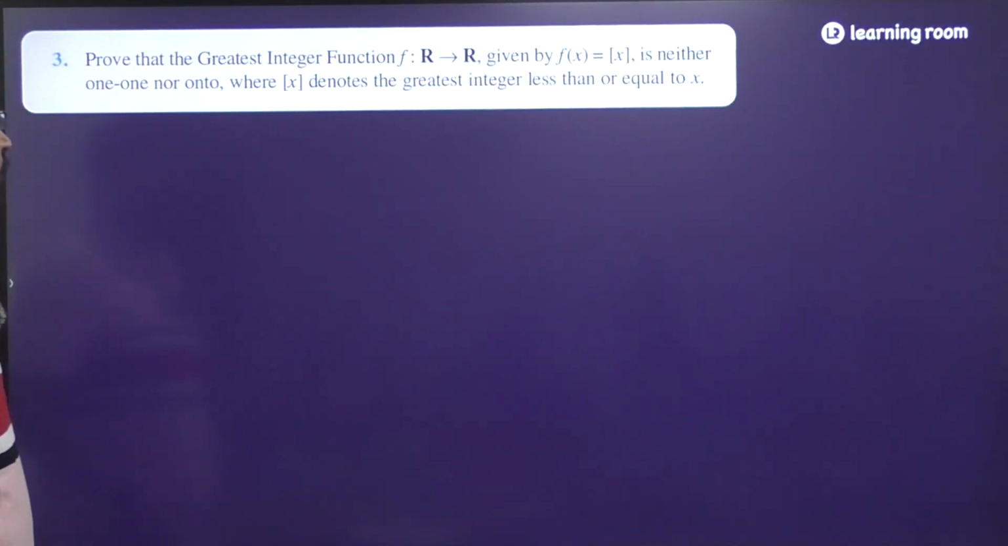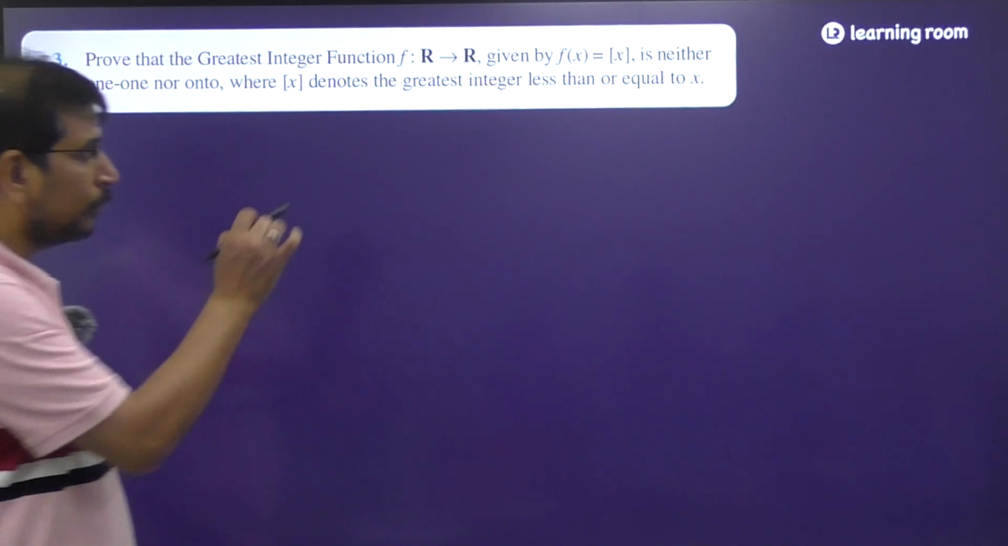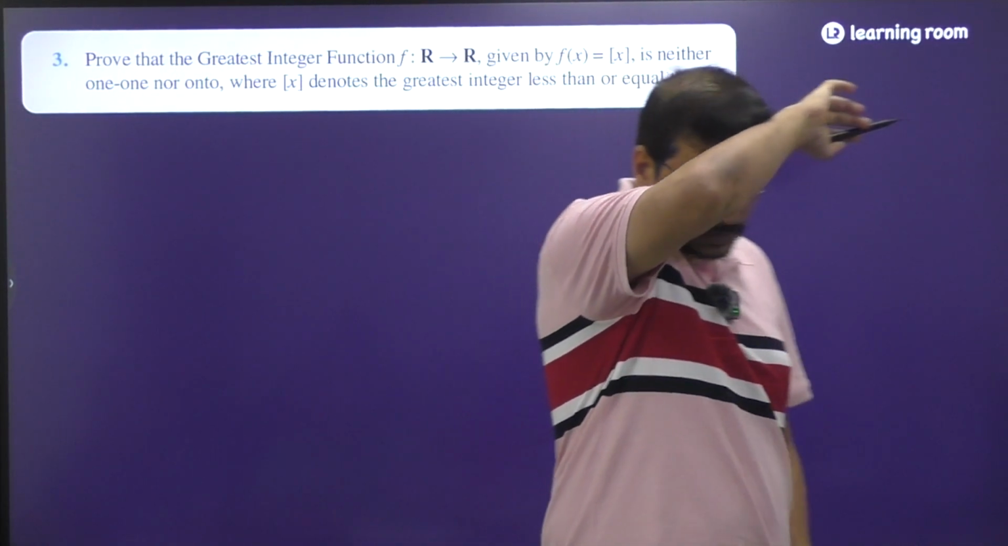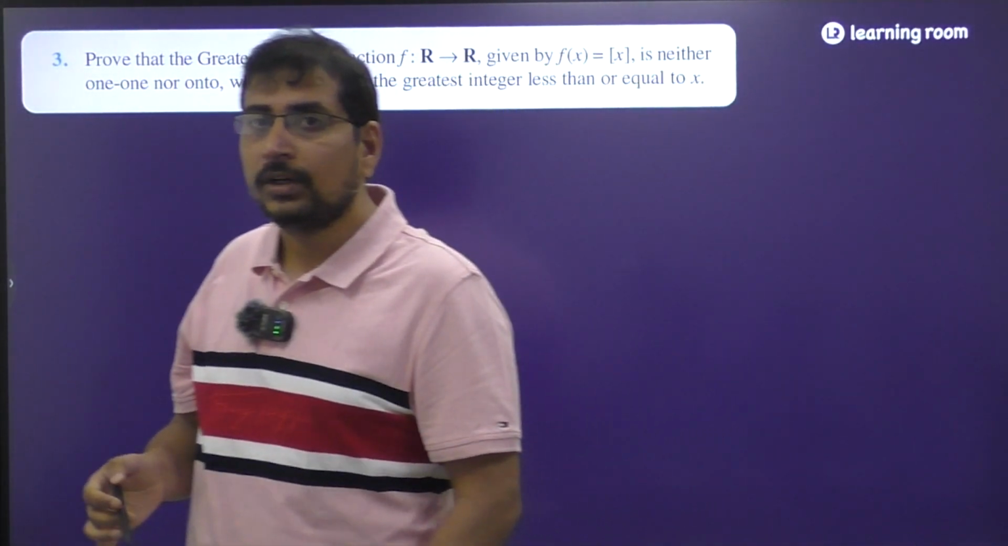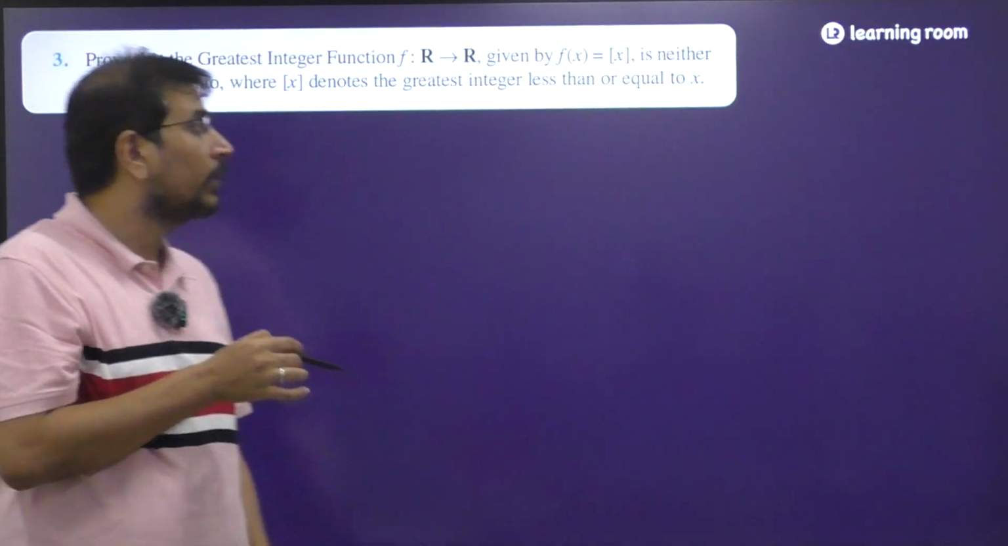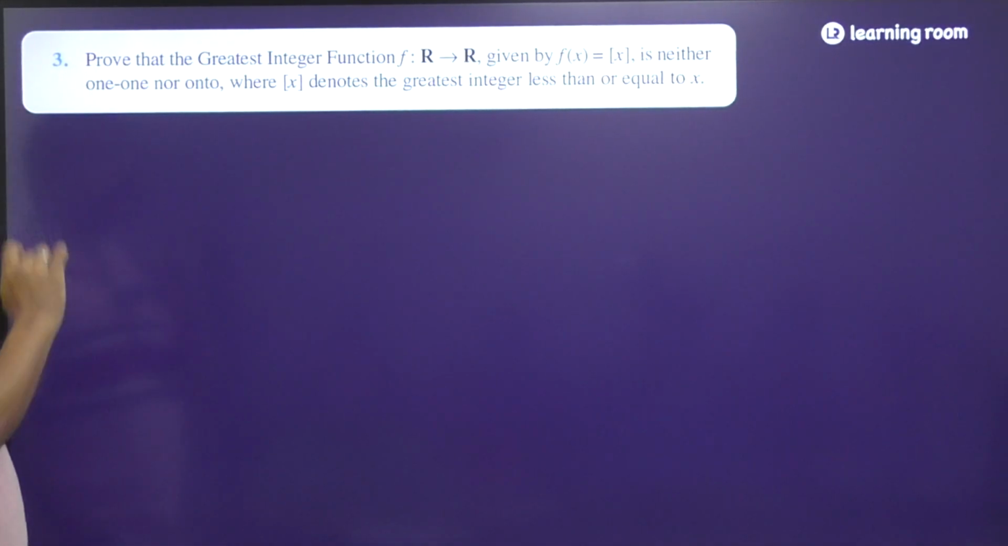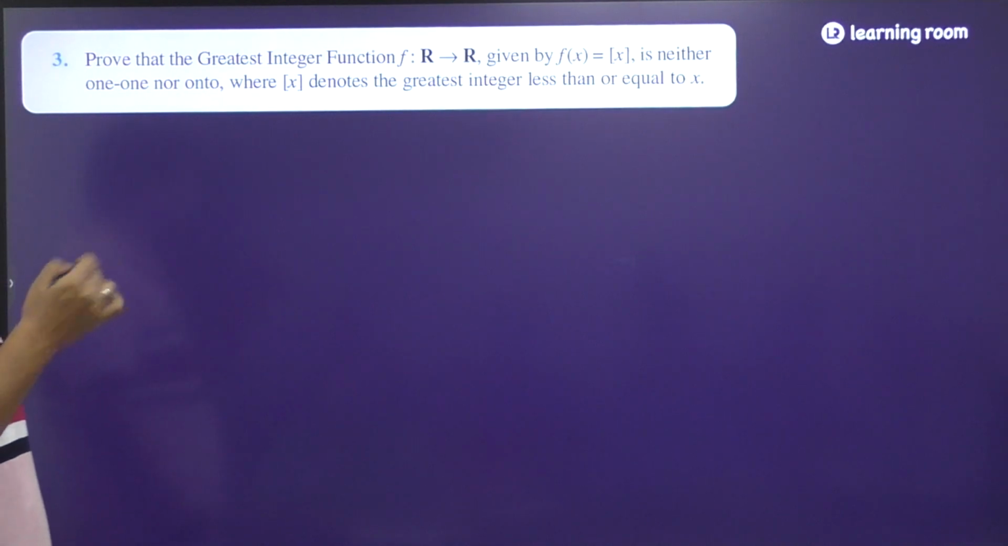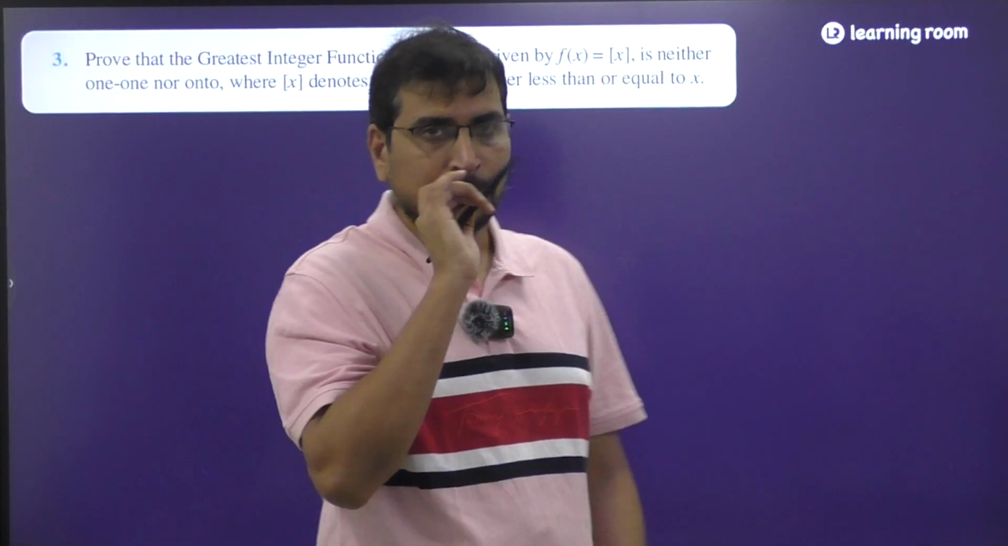Prove that the greatest integer function that is mapped from R to R, given by f of x equal to, how do you read this? Greatest integer of x, or you call it step of x. Okay, I'll tell you what is the meaning of this. Is neither one-one nor onto. Right? Can someone define what this greatest integer function is all about?